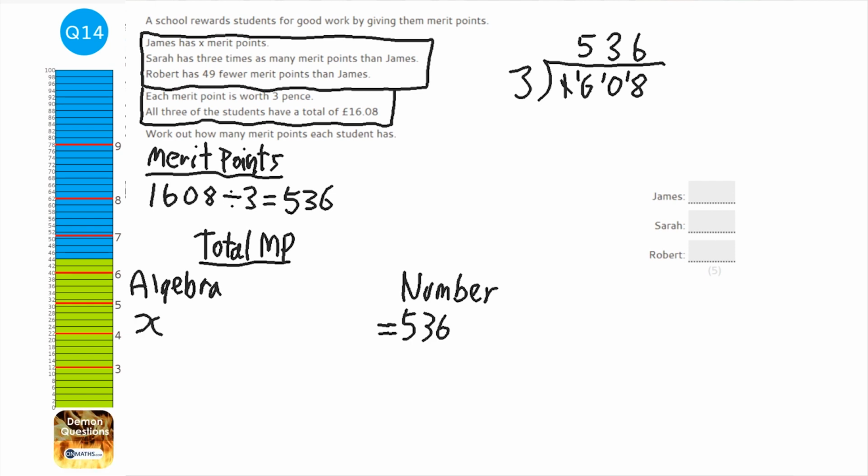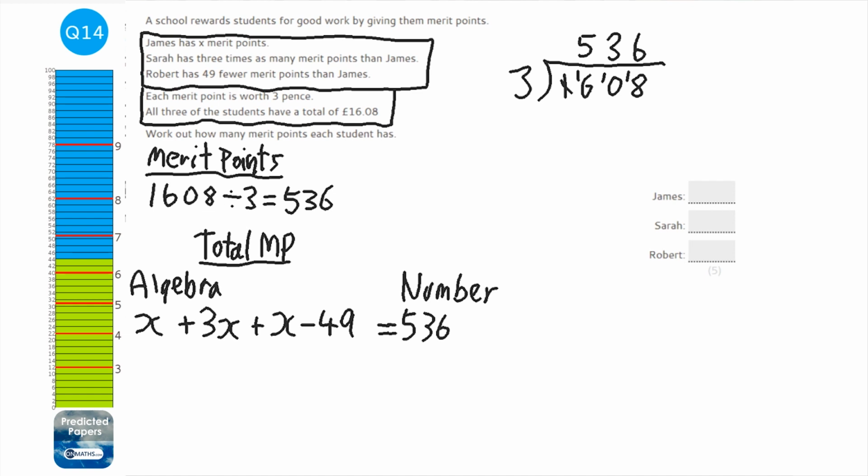And we'll put Sarah's down. Now Sarah has 3 times more than James. Well, if James has X, Sarah will have 3X. And to work out a total, we add them together. So I'm going to put a plus there. Now Robert has 49 fewer than James. So he has James's X take away 49.